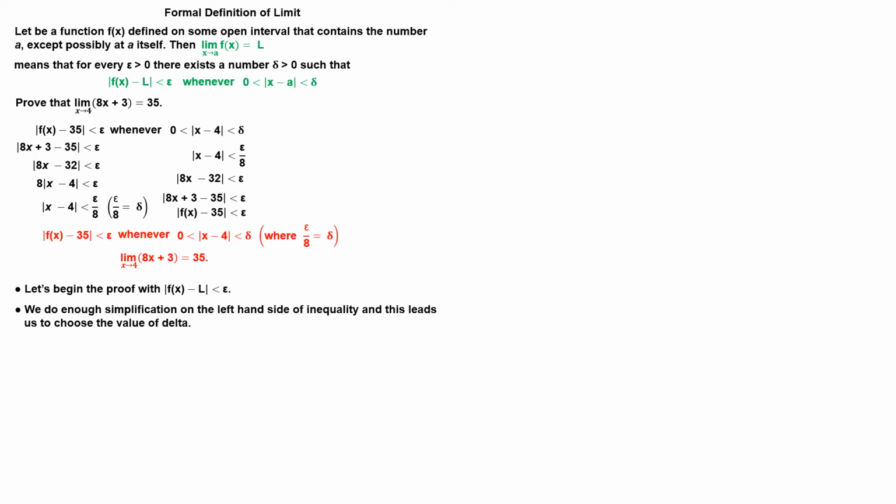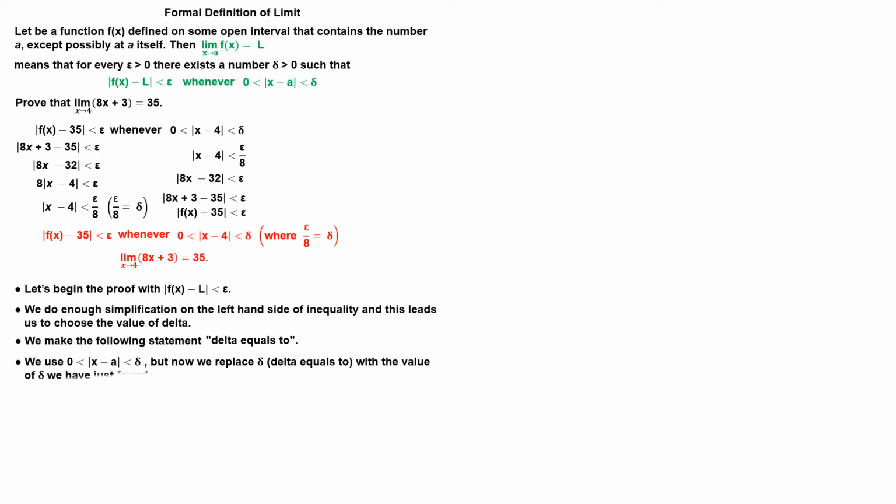After we have obtained this value, we make the following statement. Delta equals, say, 2. We must prove this value of delta works. We go back to the next statement in the proof and use the distance between x and a is less than delta. But now, we replace delta with the value of delta we have just found. We need to show that for this value of delta, the distance between f of x and L is less than epsilon.